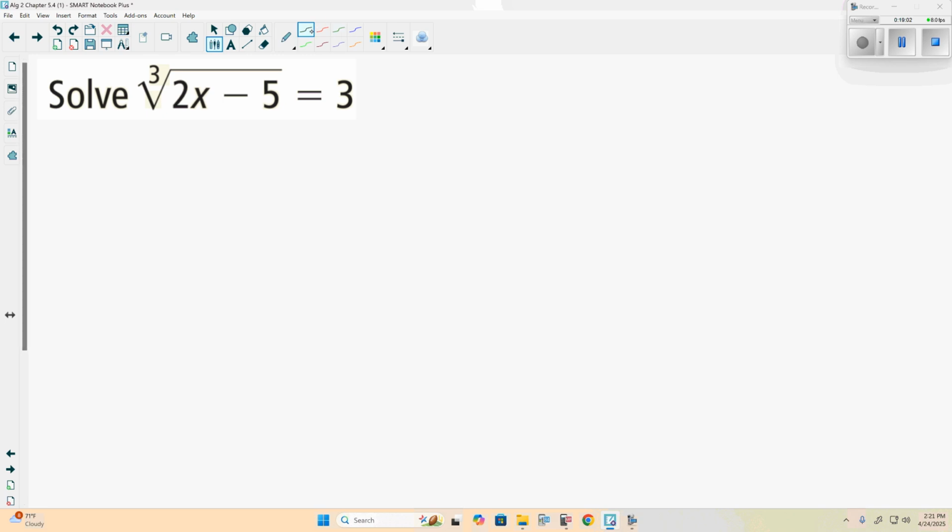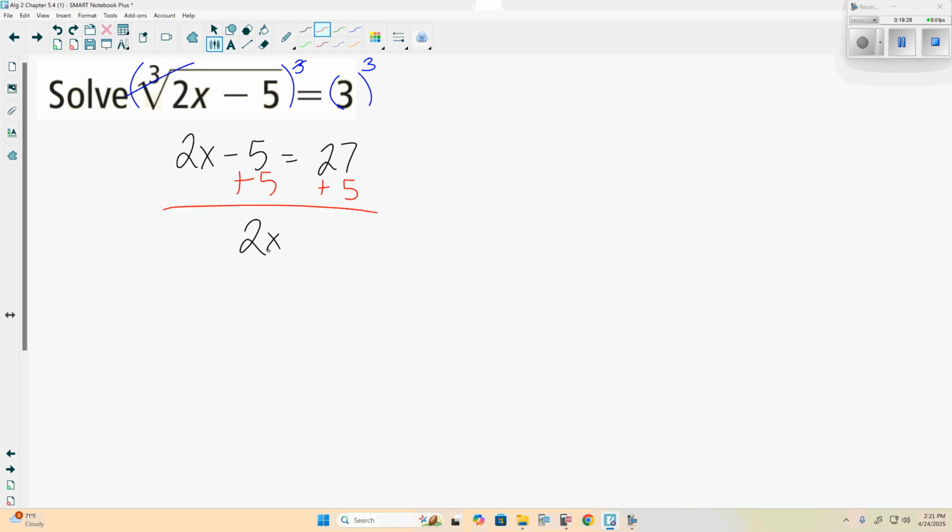Let's do one more. Cube root of 2x minus 5 equals 3. One radical on one side, and the other side is just a number. They're by themselves, so we can cube it. Telling us 2x minus 5 is equal to 27. 3 squared, 3 times 3 is 9. 9 times 3 would be 27. Then we would add 5. 2x equals 32. And that's it.